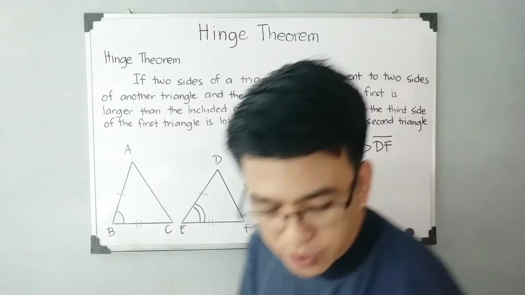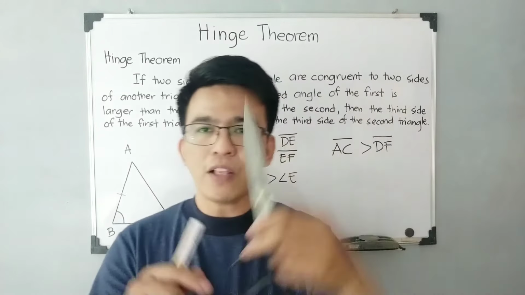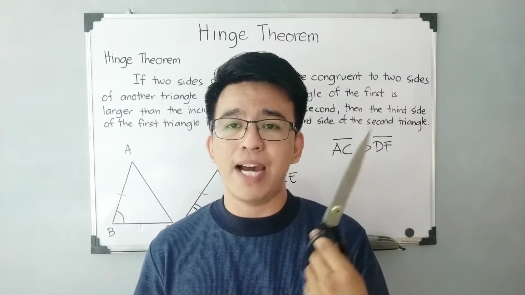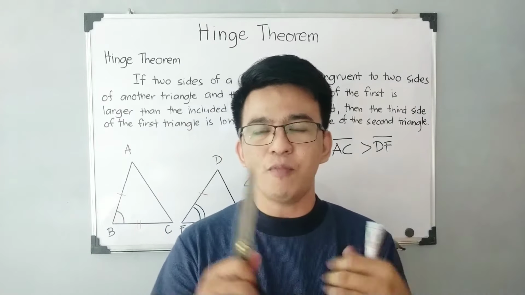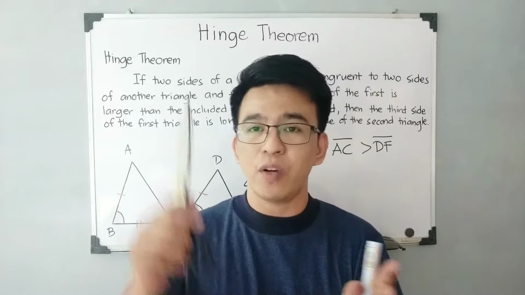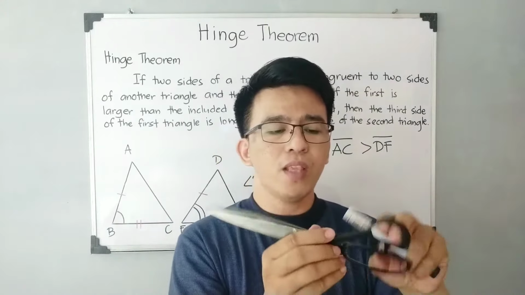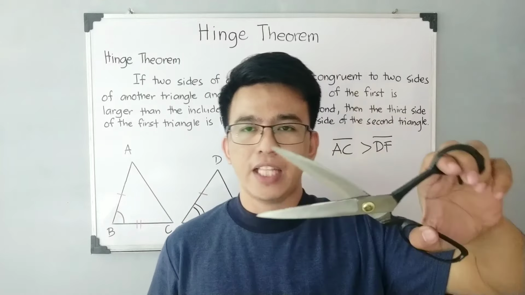So, para mas maintindihan nyo, kaya natin ito gamitin. Meron ako itong gunting. Medyo delikado ito, huwag gagamitin ito sa bahay kung bata pa kayo, kung hindi kayo maingat. So let's say, for example, I have this scissors. So let's say, for example, ito ha, yung scissors natin.